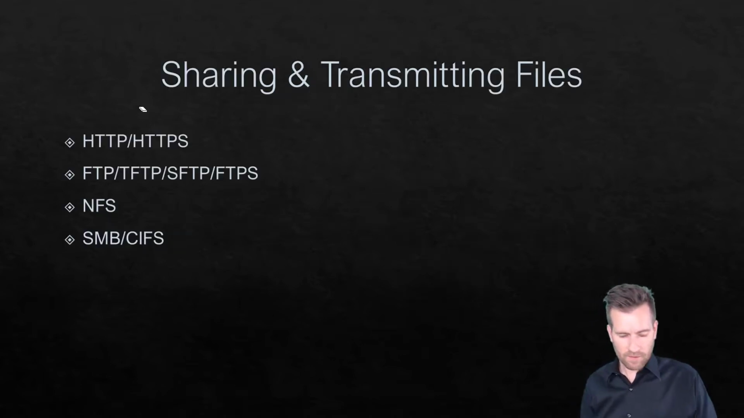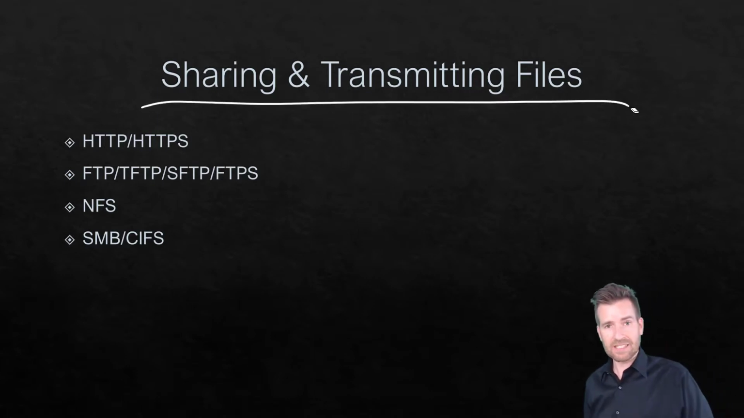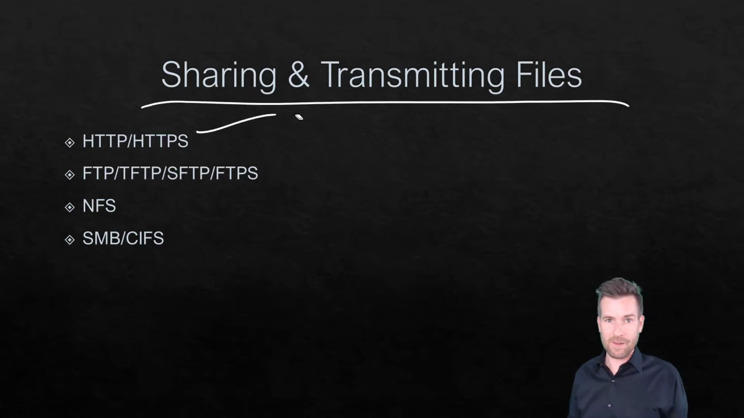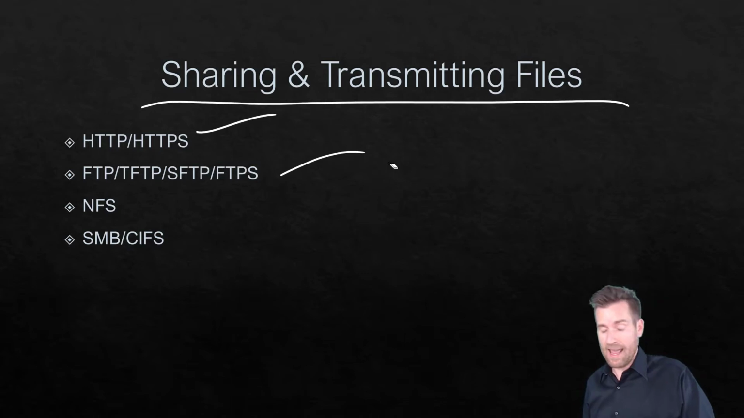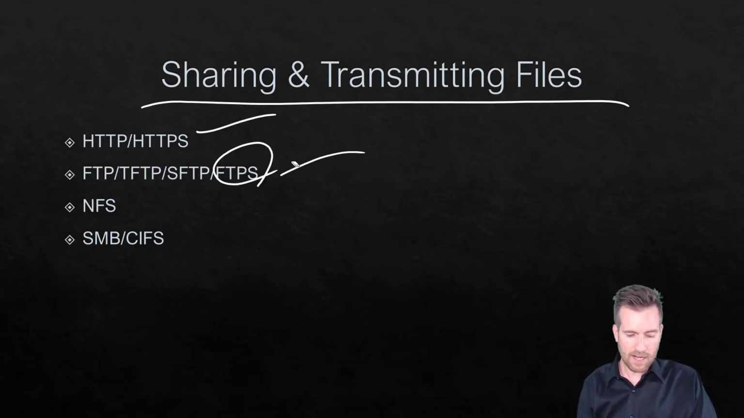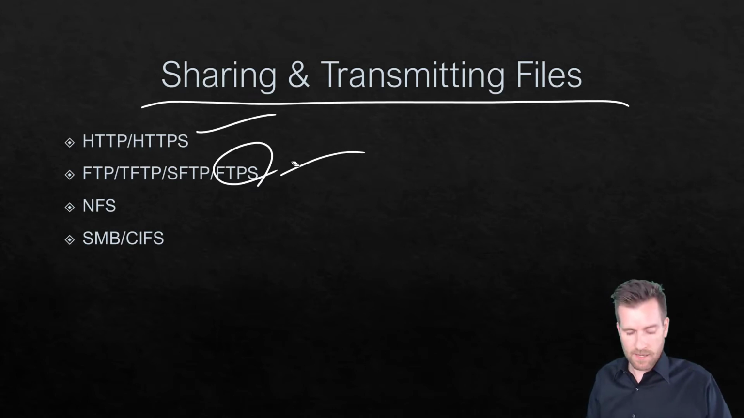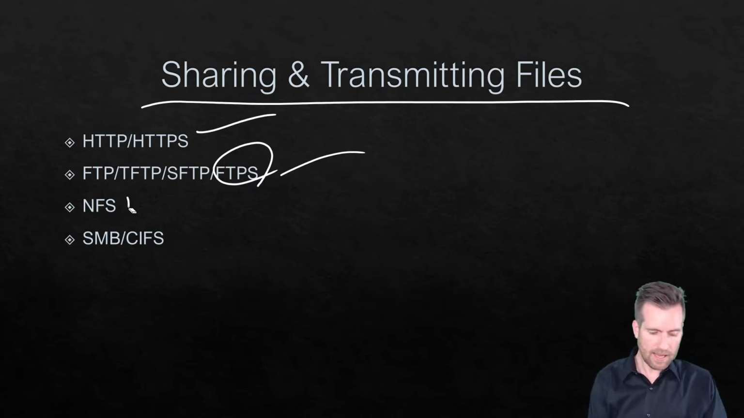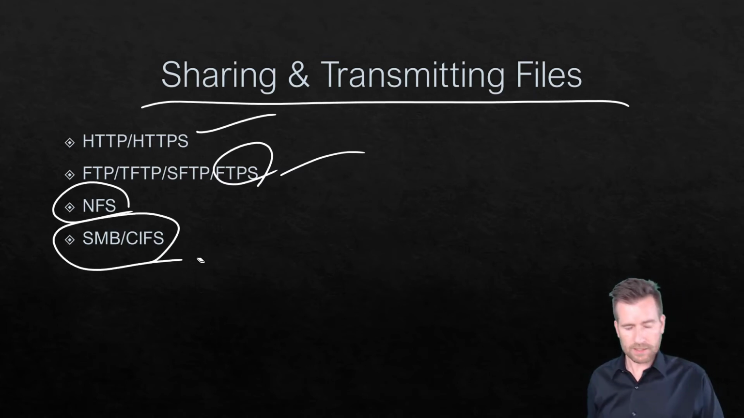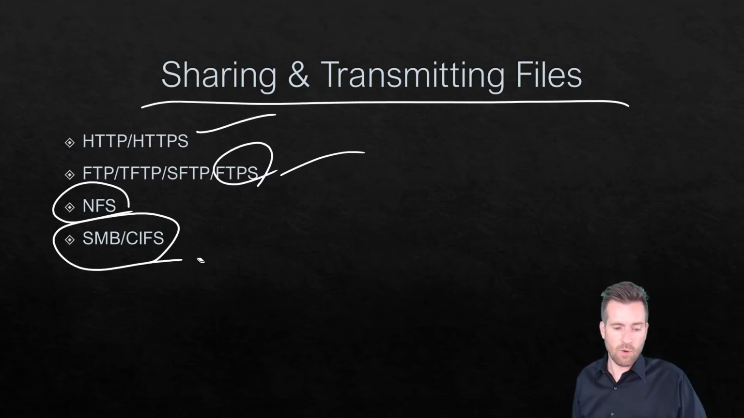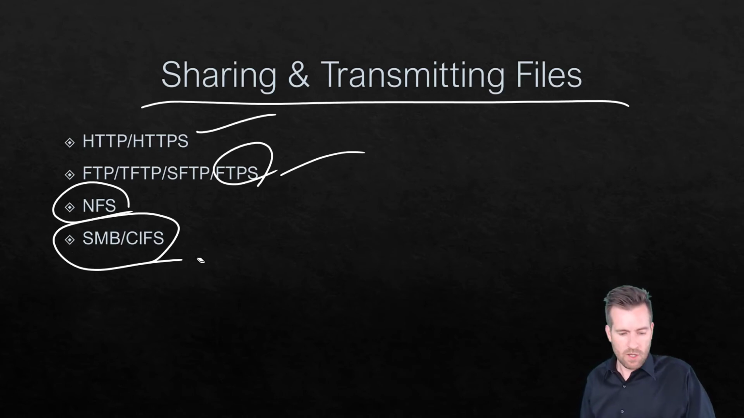All right, that was a real quick video on sharing and transmitting files. We talked about how HTTP and HTTPS is probably the most popular way of transmitting files out on the internet, at least. We also talked about FTP, TFTP, SFTP, and FTPS. Mainly what's used out there that I've seen is FTPS. And then we talked about NFS and how it's used generally more on your local network with Linux machines, versus on local networks with Windows machines, where you're talking more about SMB/CIFS.